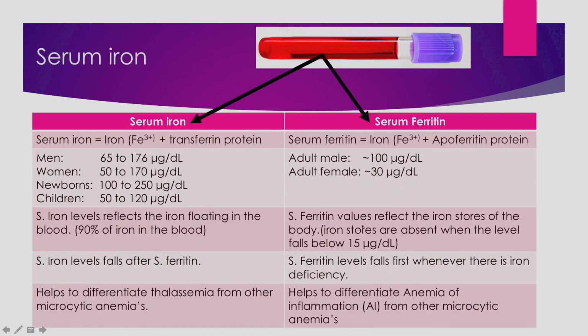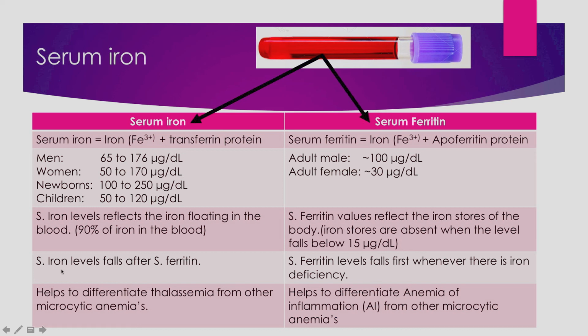Next is serum iron. So the blood contains serum iron also, and blood contains serum ferritin also. Serum ferritin is the storage iron, whereas serum iron is the circulating iron, which is available iron. So serum iron is iron plus transferrin protein, whereas serum ferritin is iron plus apoferritin protein. These are the normal values, and these are the normal values for ferritin. Serum iron is 90% of iron in the blood, whereas serum ferritin is 10% of iron in the blood. Right, serum ferritin levels are the iron stores, whereas serum iron levels are the available iron.